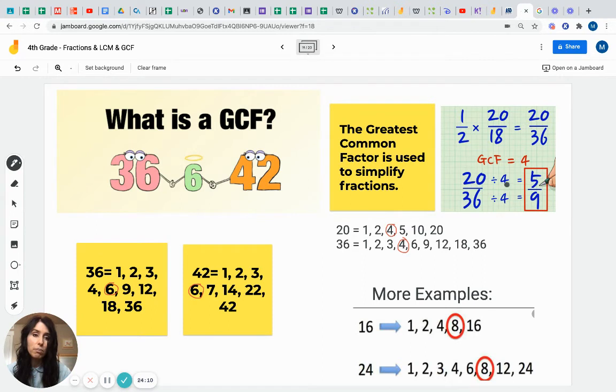So what's 20 divided by 4? It's 5. What's 36 divided by 4? It's 9. So now I've reduced 20/36 to 5/9. This is a very important skill that you're going to need to know as you're asked to simplify large fractions. You need to remember to always go to your greatest common factors to help answer this. So if I gave you 16 and 24, would you be able to come up with 8 as the greatest common factor? I hope you can. Practice this and see if this makes sense to you too.